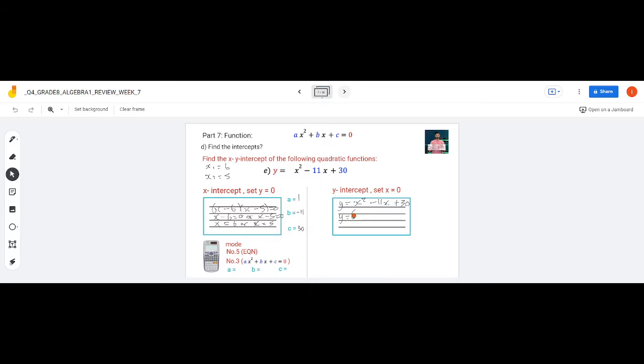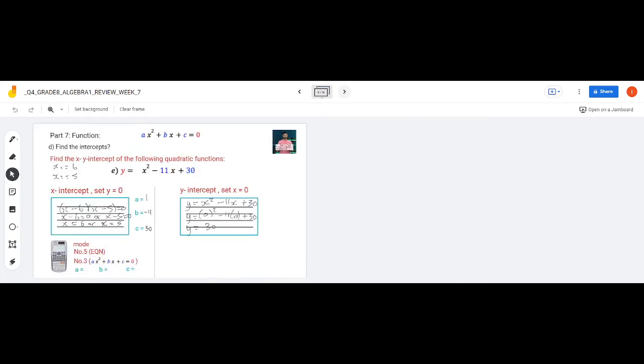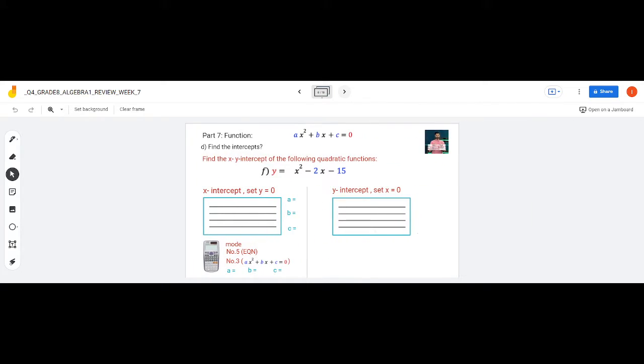And wherever there's an x, we're going to put a 0. So y is equal to 30. And that's how we do that one. You can try to do this one on your own. Pause the video, give it a try, come back, check your answer.